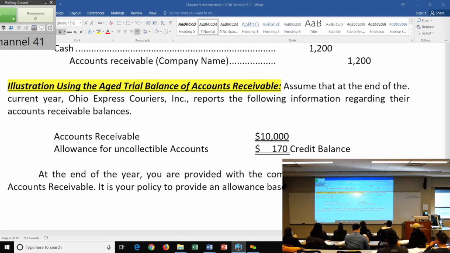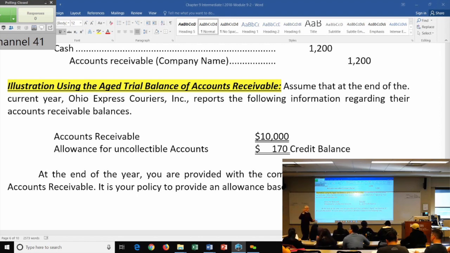But now we're going to use the aged trial balance of accounts receivable, which is a balance sheet approach to estimate the level of bad debt. So what I want to do is put the T accounts up here. This is the allowance for uncollectible accounts, the allowance for bad debts, sometimes called the allowance for doubtful accounts. We've got 10,000 in accounts receivable and a 170 credit balance in the allowance for bad debts.